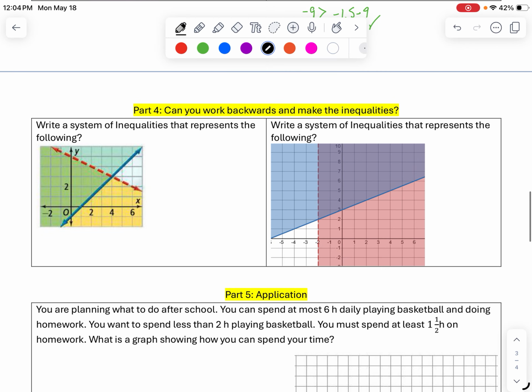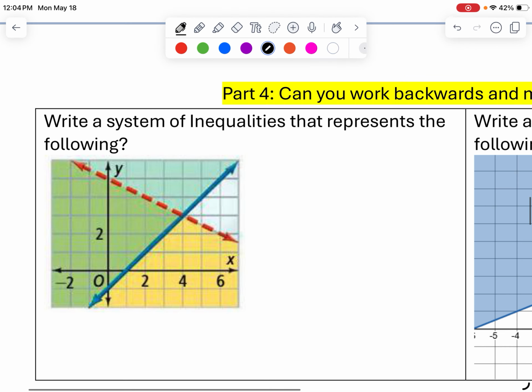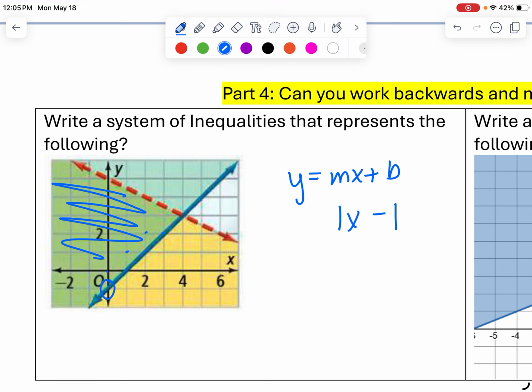Okay, now write an equation that represents the following. So for the blue line, I see a y-intercept of 1. We're doing y equals mx plus b. Y-intercept of 1, and I see a slope of up 1 over 1. So 1x. It looks like it's shaded above the blue line, and the blue line is solid. And I'm just going to get rid of that 1 because it annoys me.